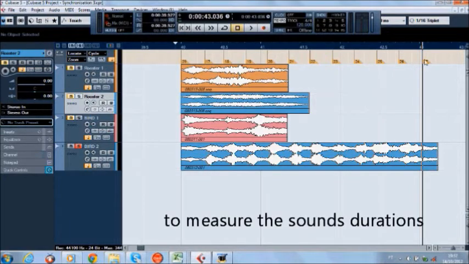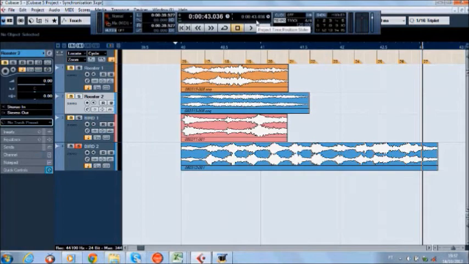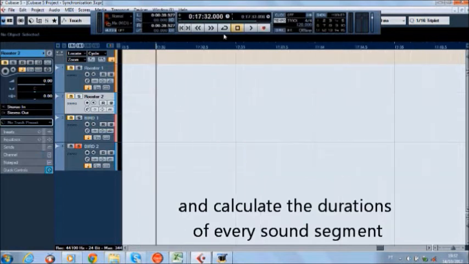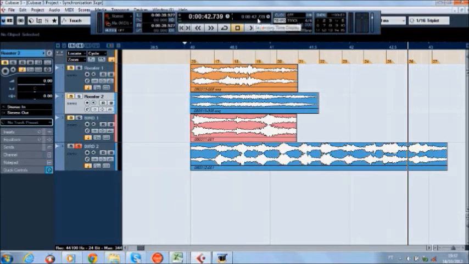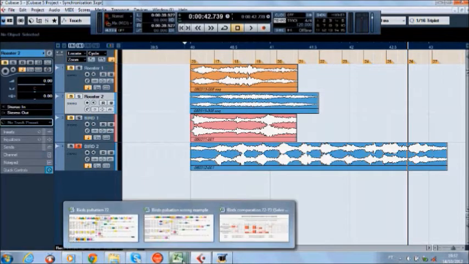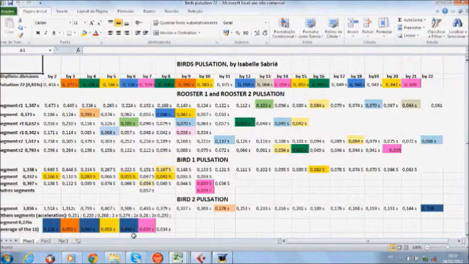So here, on the position 27, I see the exact time position of it, which is 43.036. Here, I see the exact time position of this one. I made the operation so that I know the exact duration of the segment for the ultimate sound. Now, we're going to see the result.